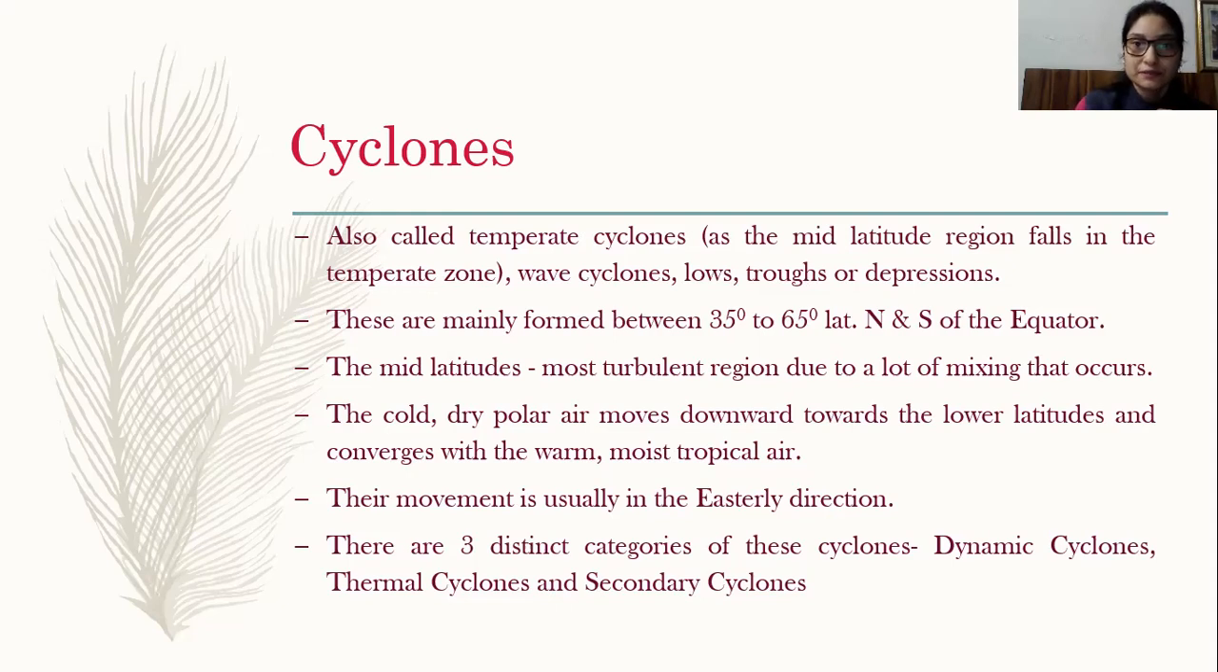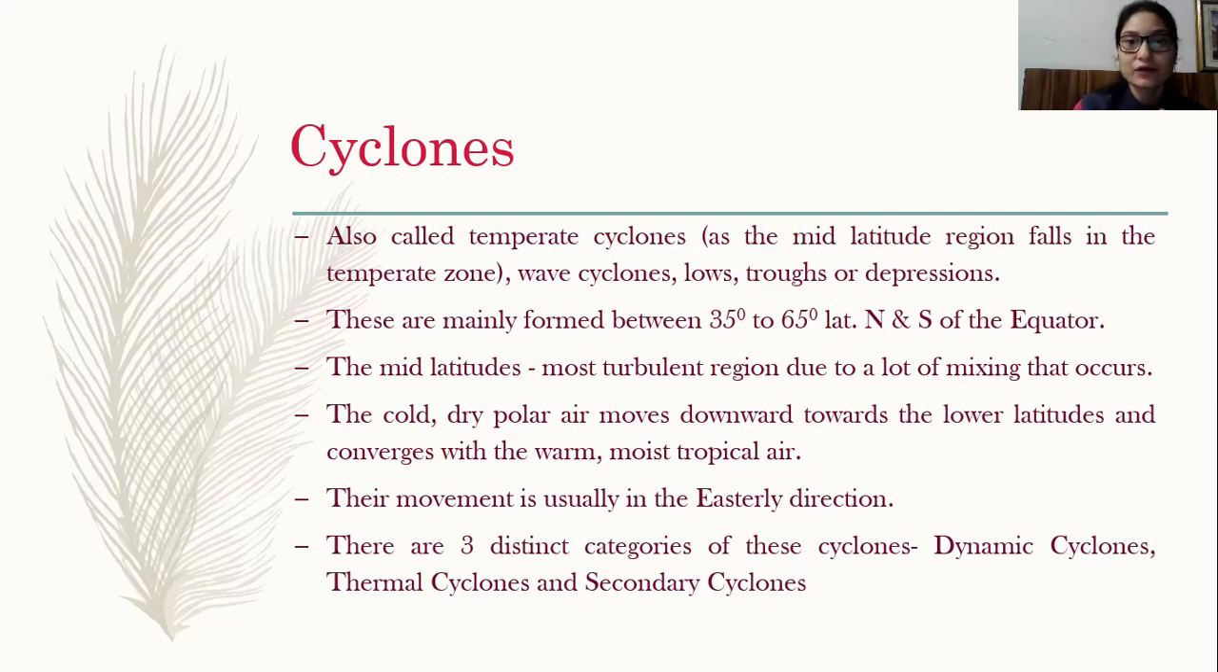Now cyclones, they rise in the middle latitude region. They are also known as extratropical cyclones. They are the same cyclones with different names, because they originate in the middle latitude region. That is why they are also known as mid latitude cyclones, or middle latitude cyclones. They are also known as temperate cyclones because the middle latitudes have a temperate type of climate.